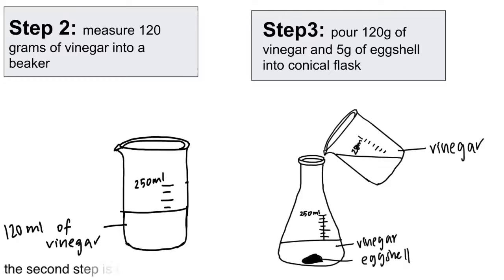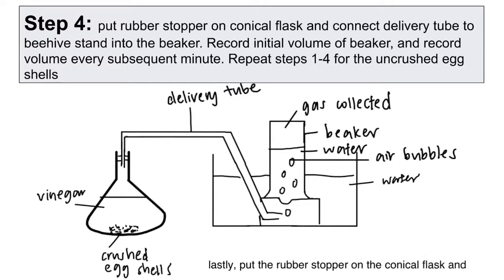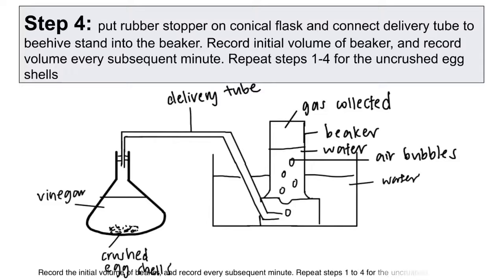The second step is to measure 120 ml of vinegar and pour the vinegar and eggshells together into a 100 cm3 conical flask. Lastly, put the rubber stopper on the conical flask and connect the delivery tube into the beaker through the beehive stand. Then record the initial volume of the beaker and record the volume every subsequent minute. Repeat steps 1 to 4 for the uncrushed eggshell.